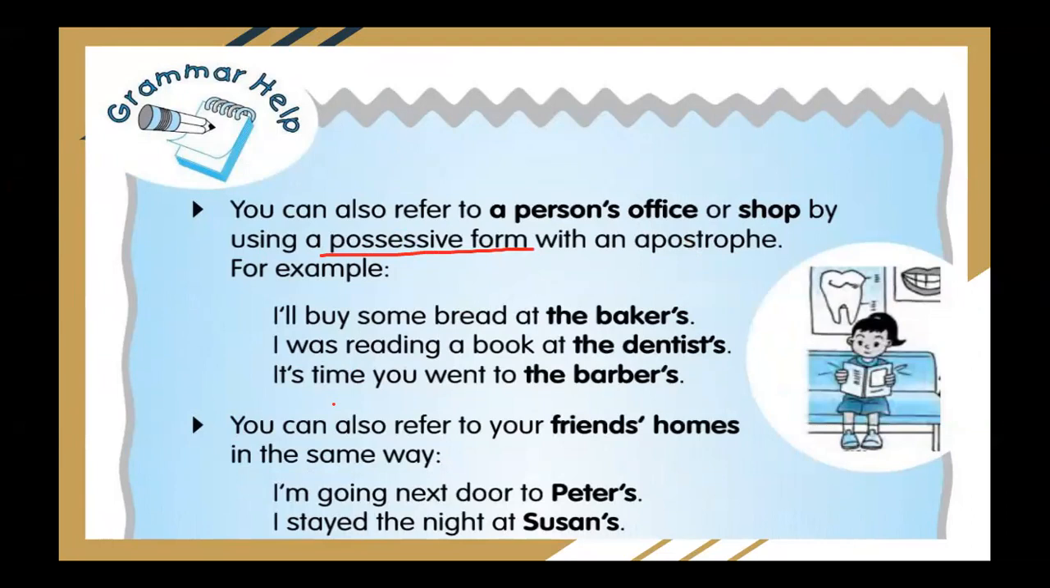So see, I'll buy some bread at the baker's. So here, baker apostrophe s. I was reading a book at the dentist's. It's time you went to the barber's. So here, when you're talking about any office or shop, हमने apostrophe s का use किया है. Have you understood?